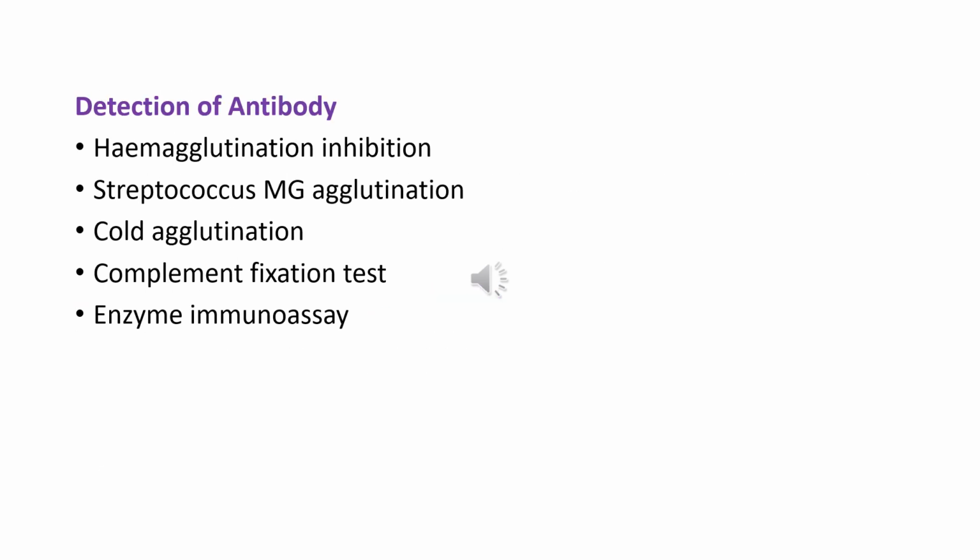Detection of antibody. Antibodies can be detected by means of hemagglutination inhibition test, Streptococcus MG agglutination test, cold agglutination test, complement fixation test, and enzyme immunoassay. Coming to the treatment, Mycoplasma are highly susceptible to tetracycline and erythromycin. They are resistant to penicillin and cephalosporins.